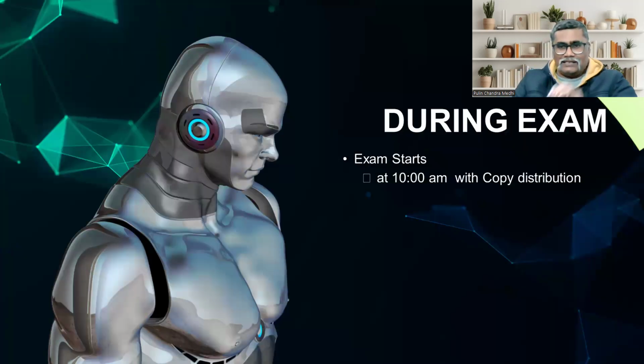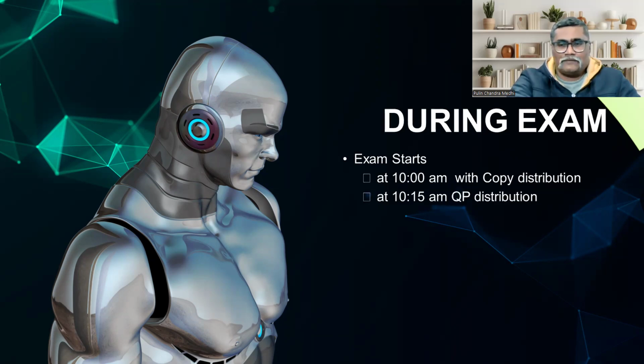Next, these are the things which are specially for the students. Very, very specially for the students. So parents are also to know. Exam starts at 10 a.m. sharply with copy distribution. Blank copies will be provided. They will be given 15 minutes for filling up the details on the front page of the copy. They must be very, very serious, clear, and careful in filling that up so that no mistakes occur.